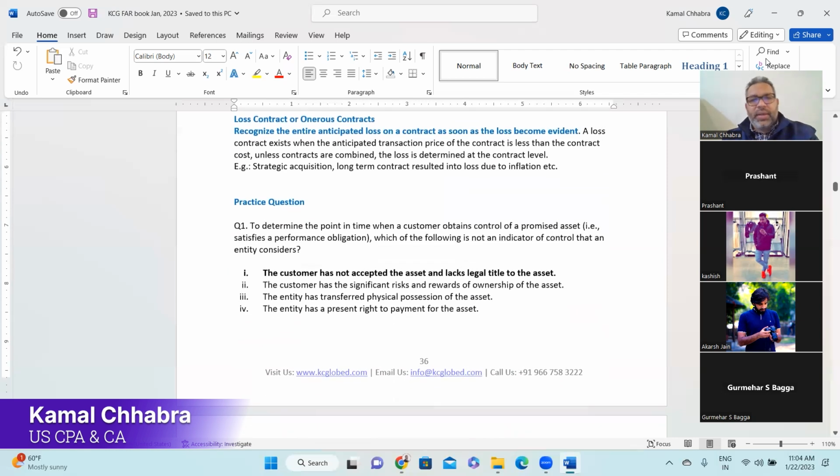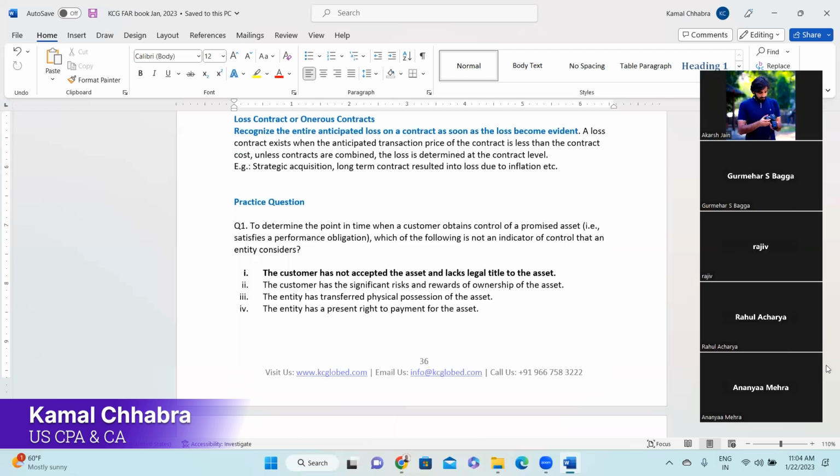Next concept we have is loss contract, or you can say onerous contract. Have you heard about this term before? Onerous contract or loss contract? No, sir. At least I have not. Kashish, Ayush, Gurmehar? No, sir. I had studied it in MBA. When? In college? In audit also I read it, I suppose.